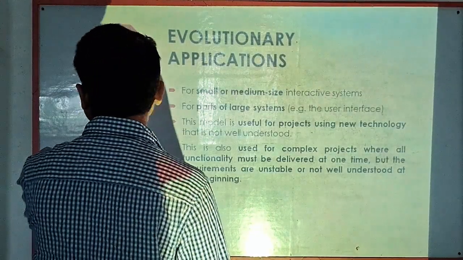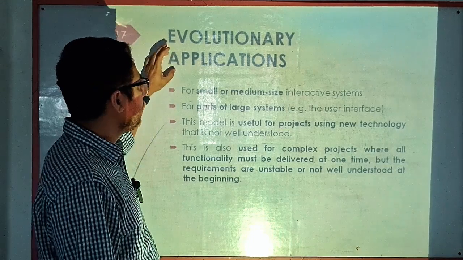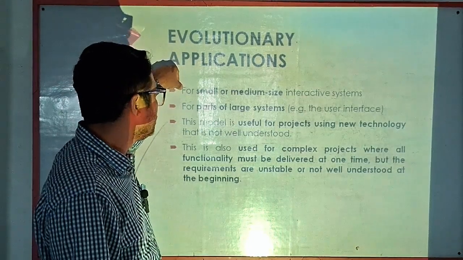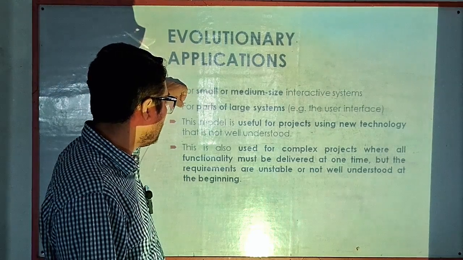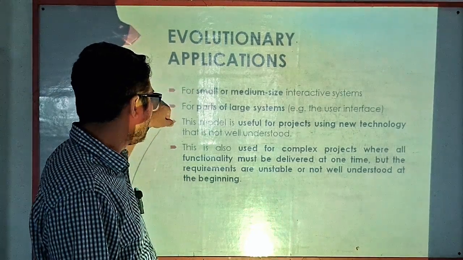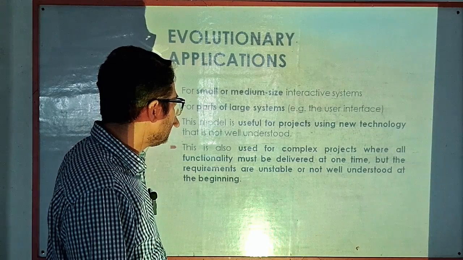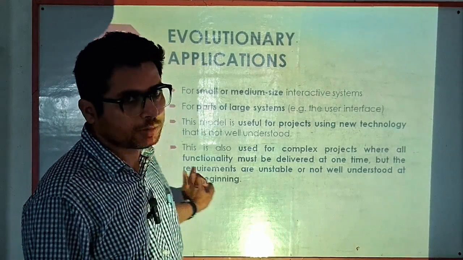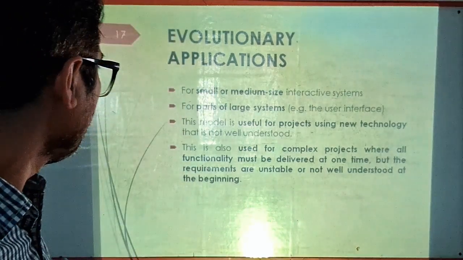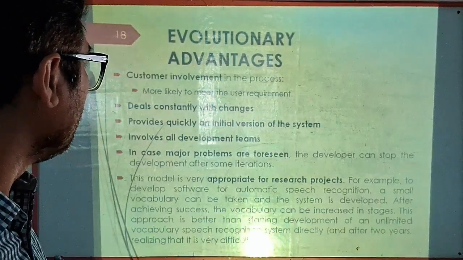So some of the applications or uses of evolutionary models are for small or medium sized iterative systems, and for parts of large size systems. This model is useful for projects using new technology. It is also used in complex projects where all functionality cannot be delivered at once.